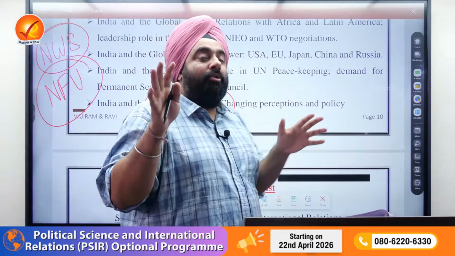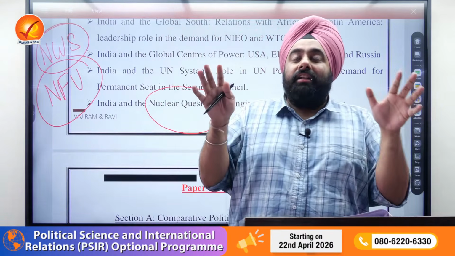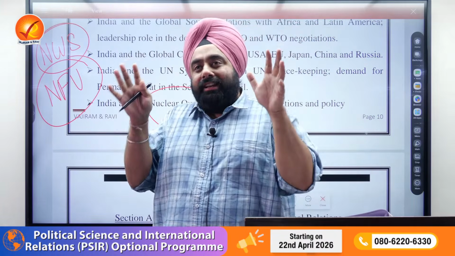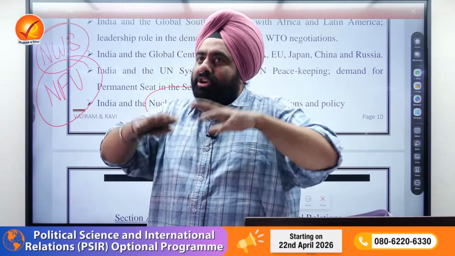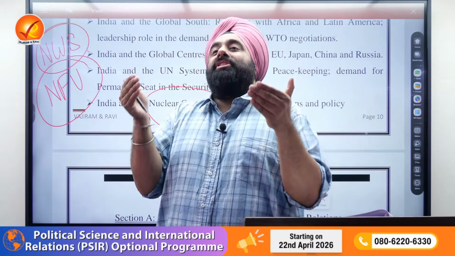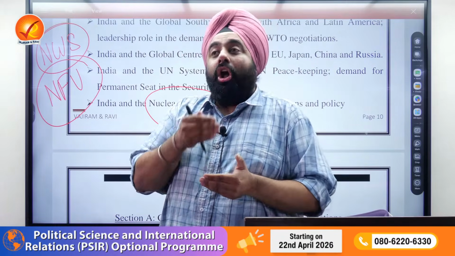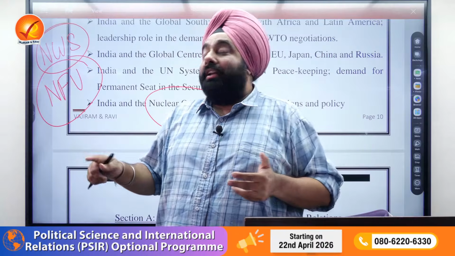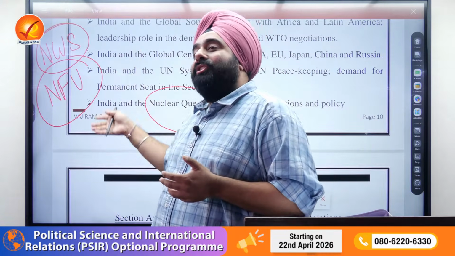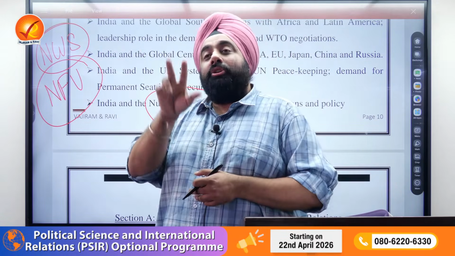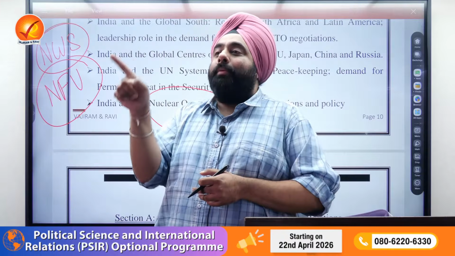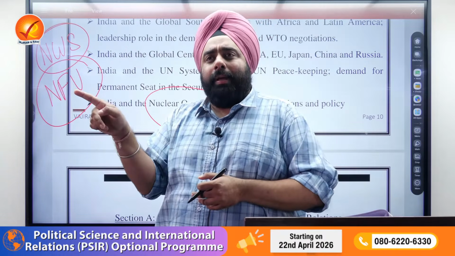Section A is about comparative politics and theories of IR, key concepts of IR, and major global issues and international organizations and regional organizations. Also evolution of international politics. Section B is India's relationship with the world. So these are the two sections of PSIR Paper 2. That is what we do in PSIR Paper 2.